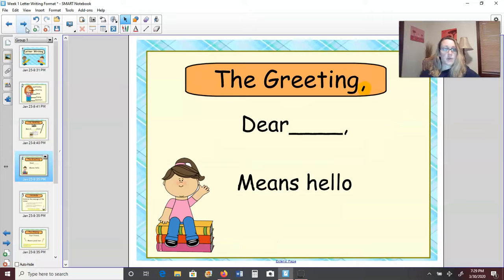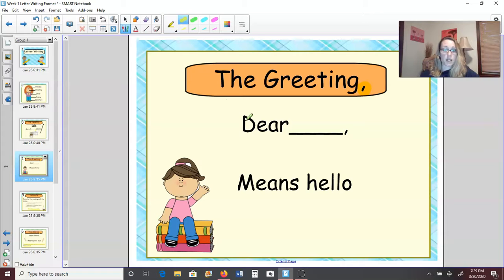Then that takes us to our greeting. The greeting just simply means how you're saying hello to the person. Like when you answer the telephone, you say hi or hello or can I ask who's calling? But in a letter, we want to greet the person we are writing to. So we start with a capital D. We want to capitalize the beginning.